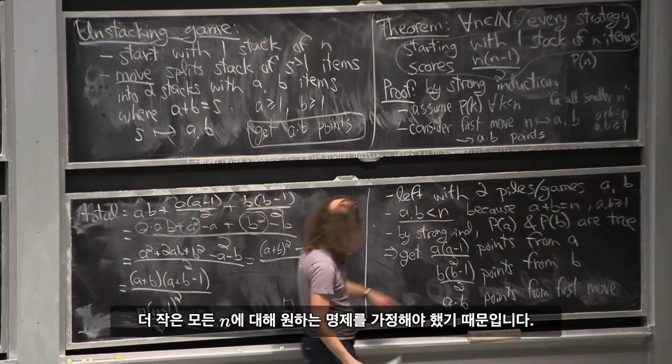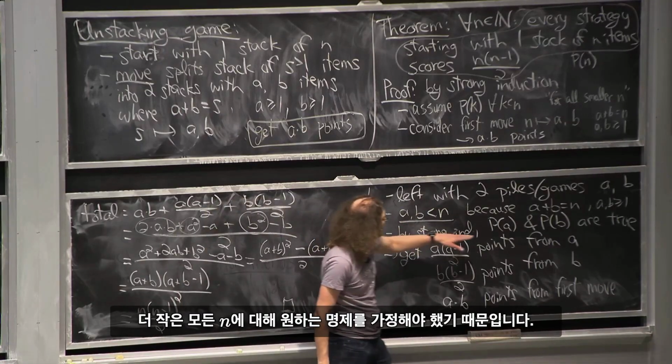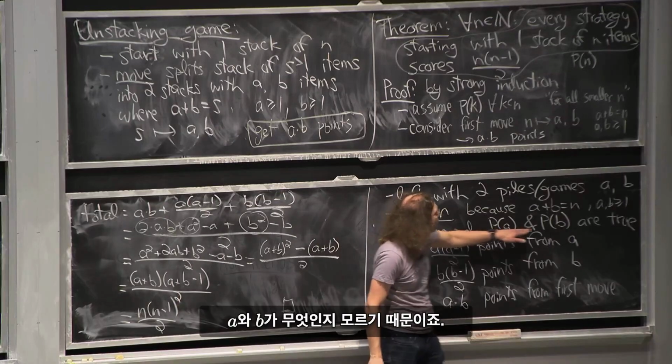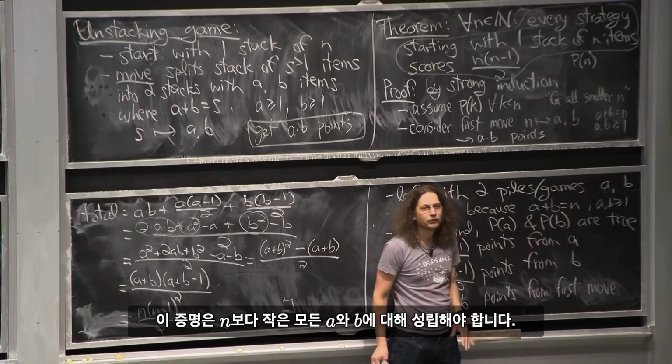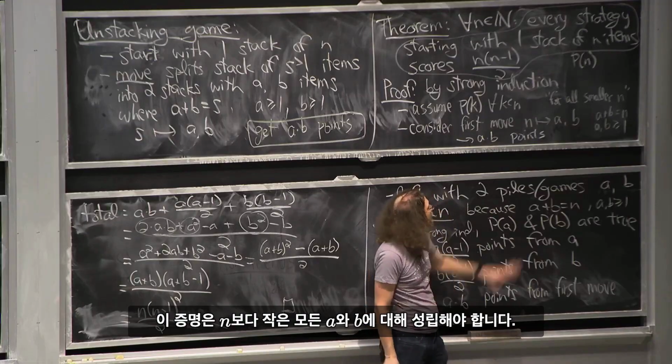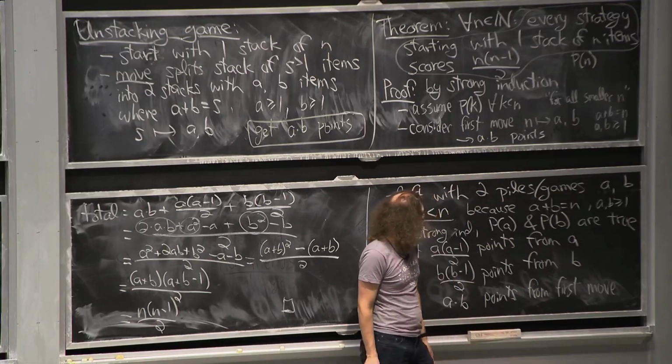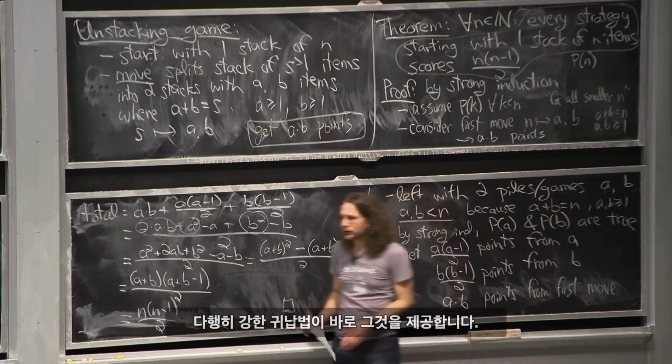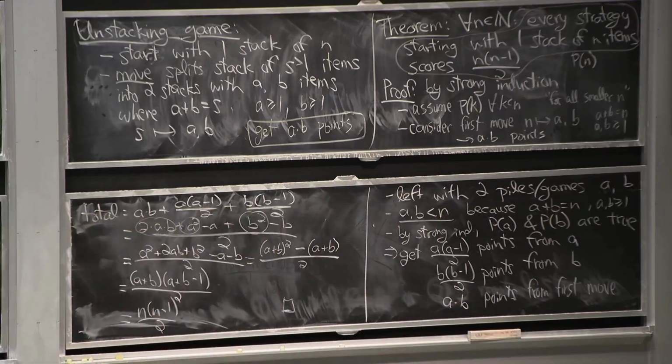Again, we need a strong induction here because we needed to assume what we wanted for all smaller n, because we don't know what a and b are. This has to work for all a and b less than n. So luckily strong induction gives us that.